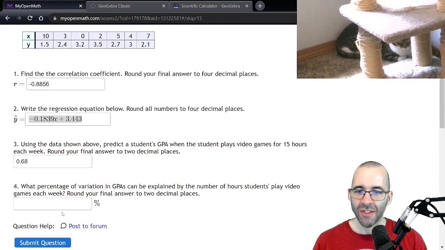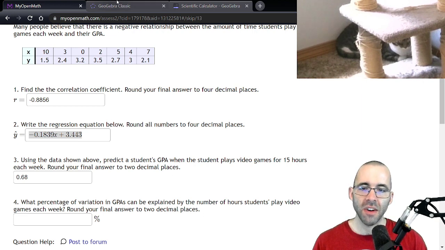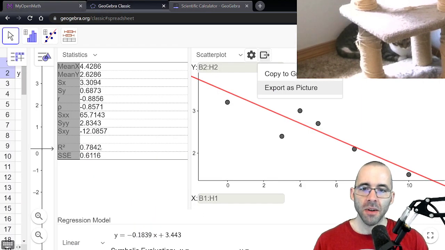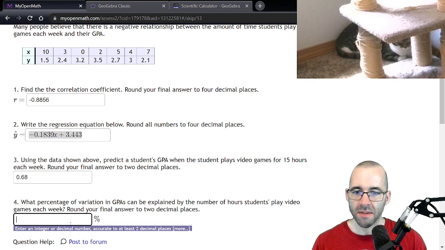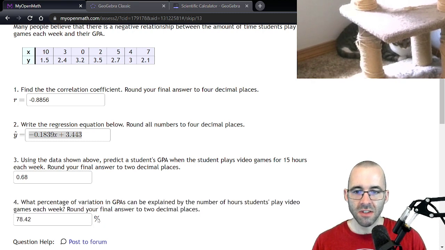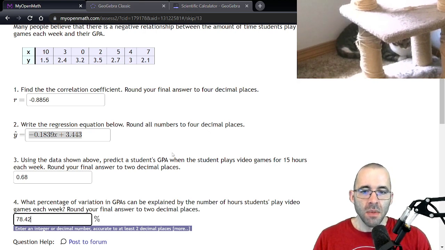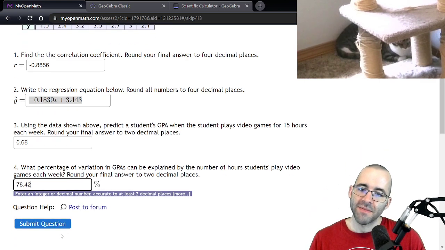Anyway, what percentage of variations in GPA can be explained by the number of hours students play video games each week? It's asking for your R² variable, or R² parameter, 78.42%. Make sure to round correctly, follow the instructions. It wants it as a percent. There we go. So most of the data, 78%, can be explained. Most of that variation in GPA can be explained by how much video games you play.